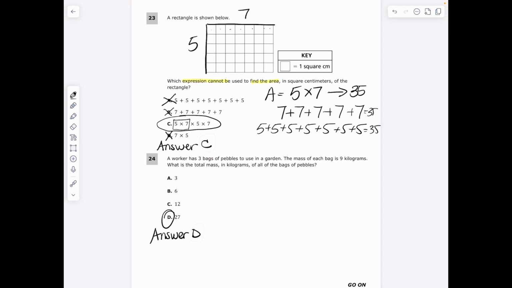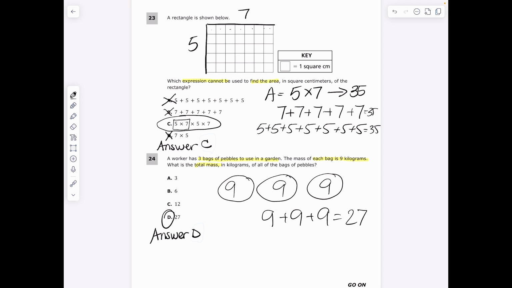Let's look at the next one, 24. A worker has 3 bags of pebbles in his garden. The mass of each bag is 9 kilometers. What is the total mass? So I'm just imagining I have 3 bags. They all have 9 inside. So the total mass, I could just add them together if I wanted to. That would get 27, or you can just do 9 times 3 to get 27, which is D. All right, let's go to the next one in a moment.